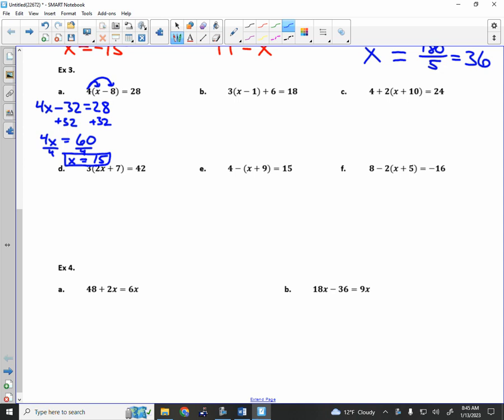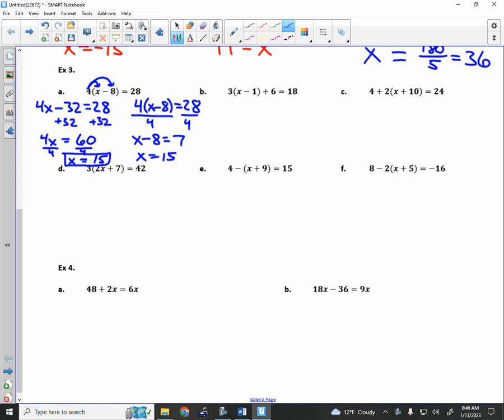Can I show you a different way of doing it that some of you might prefer? Notice it says 4 times x minus 8 is equal to 28. Notice how everything here is being multiplied by 4. So instead of distributing, you could actually divide both sides by 4 right away and get x minus 8 is equal to 7. Now when you add the 8, you get x is 15. See that option? So you got two options in that situation.